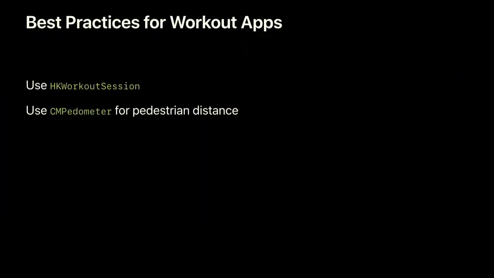Second, if you know that your user is in a pedestrian workout, we recommend you use CM Pedometer to estimate how far the user has traveled. In some environments, it can be very tricky to accurately estimate the user's location. And if the user goes through a run in one of those environments, you'll find it's even harder to accurately estimate how far they have traveled. But if you know they're in a pedestrian workout and you use CM Pedometer, your app won't be affected by those difficulties.